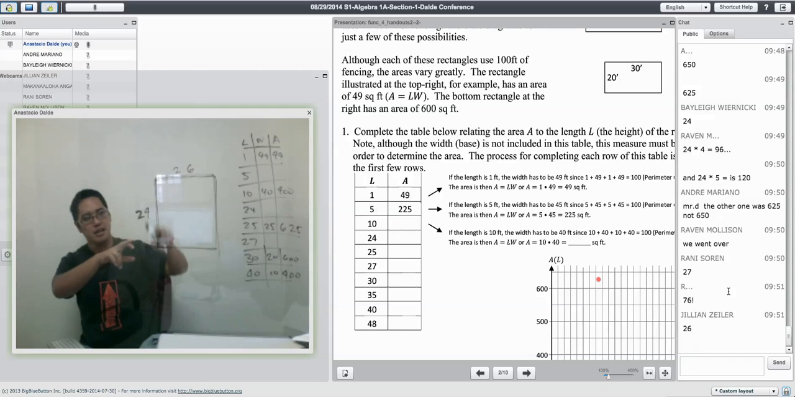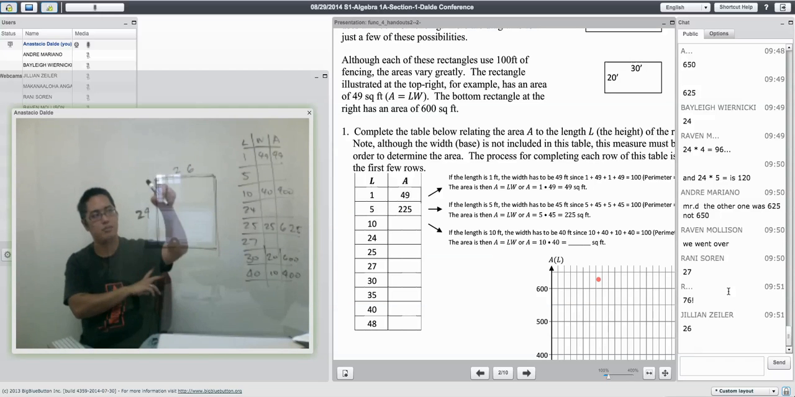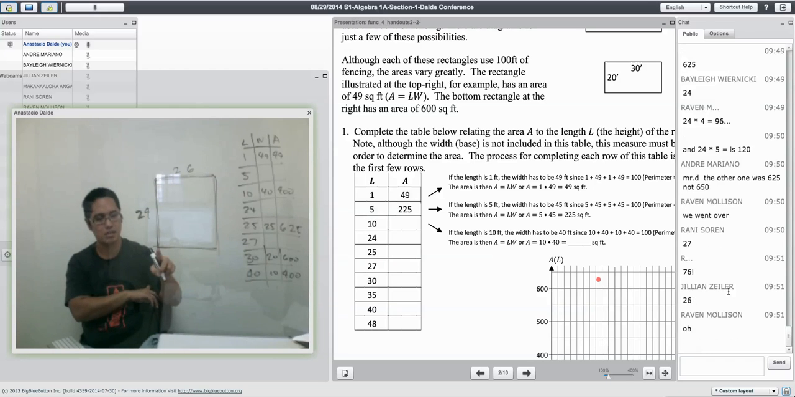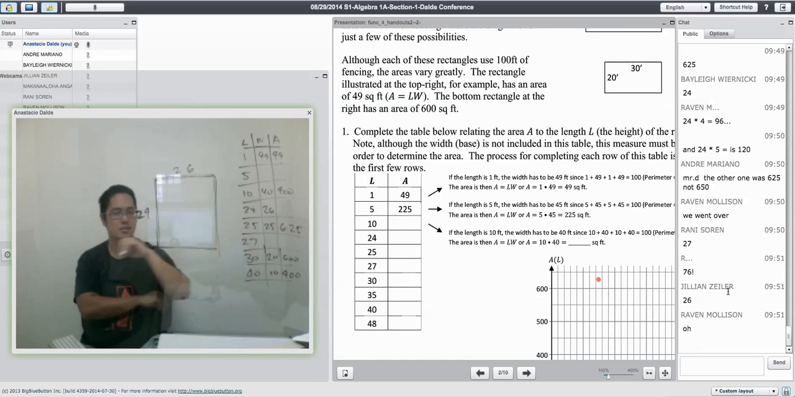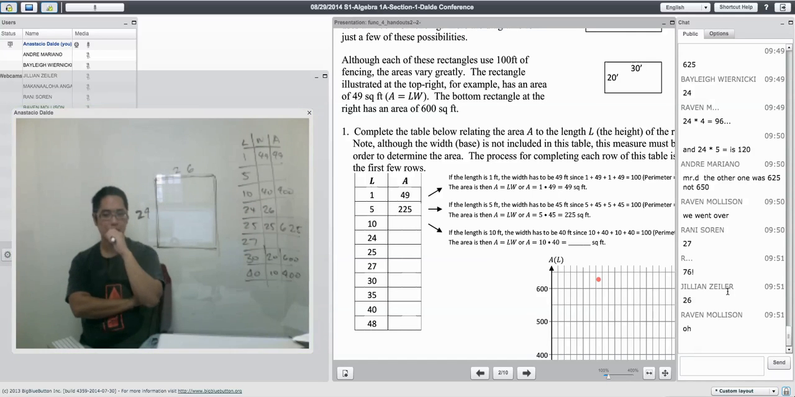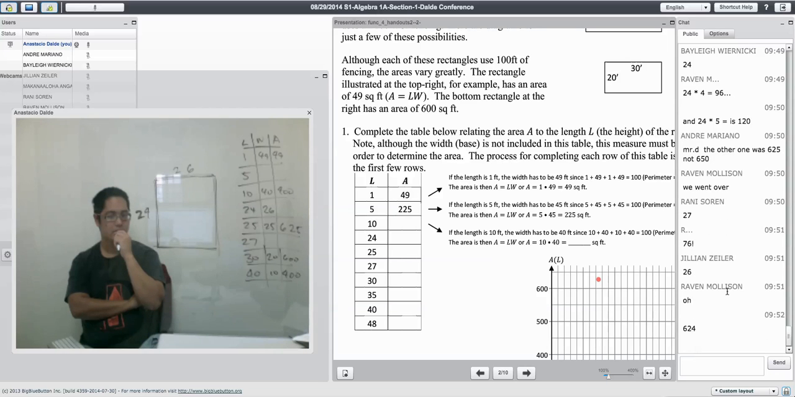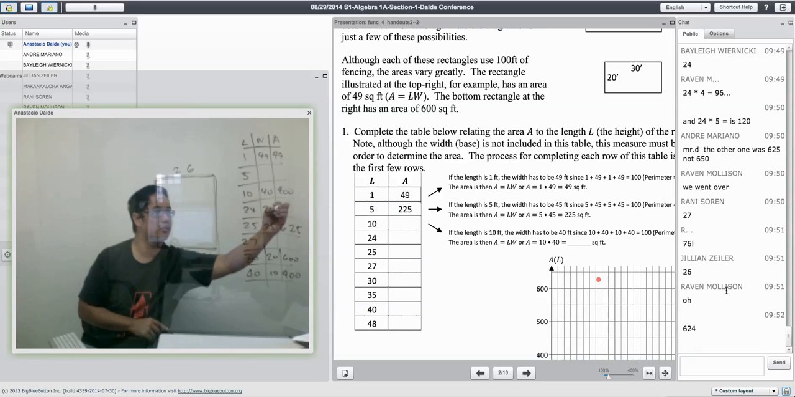If this side were 24, this should be 26, because 24 plus 26 is 50. Plus another 24 is 74. Plus another 26 is 100. Awesome. Great job. It's 24, 26. I'll tell you the pattern. The pattern really is, whatever this number is, it's what it takes to get to 50, the number 50. All right, 624. 624. Okay.